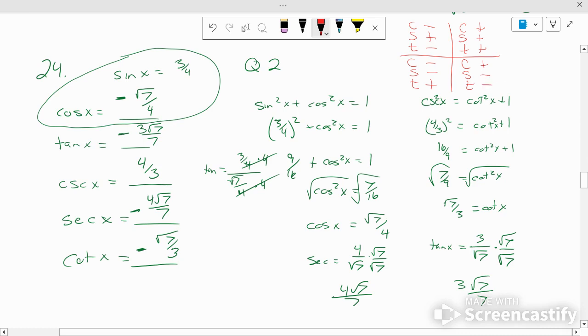So in quadrant 1, all three of them are positive. Sine in 2, tangent in 3, cosine in 4 for being positive. Okay, if you can remember that, we're good.